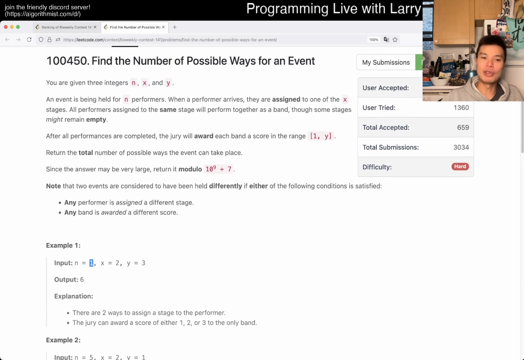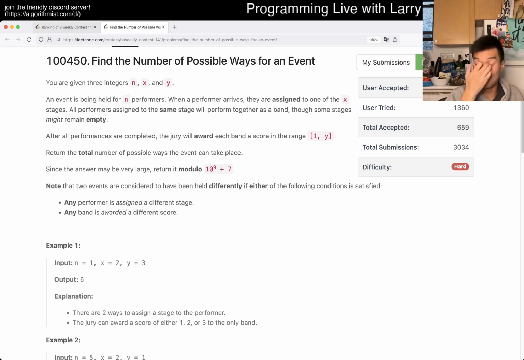you have n people, you have x stages, and the y. Okay, let's step back for a second, right? If you only have n people, x stages, you ignore the y. This is actually pretty straightforward, right? Because for each of the n people, you could have x stages, so this is just going to be x to the n power, right? And you would be done, and this would not be a hard problem.